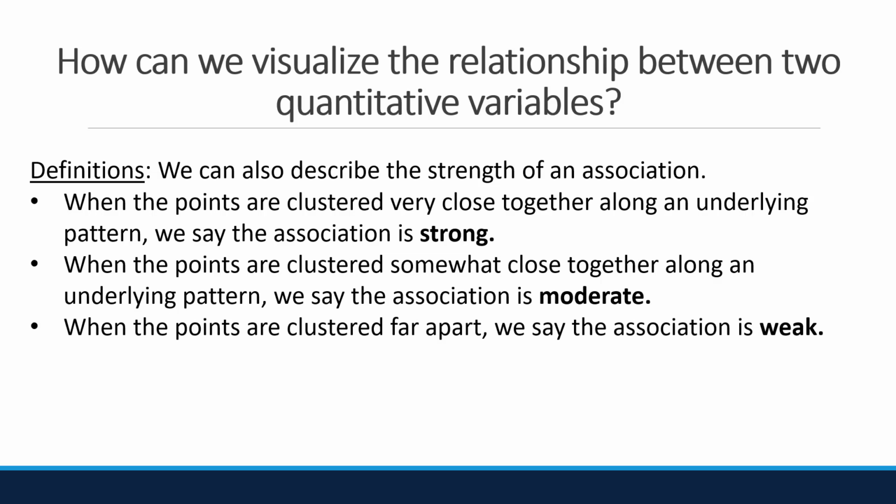We can also describe the strength of an association. When the points are clustered very close together along an underlying pattern, we say that the association is strong. When the points are clustered somewhat close together along the underlying pattern, we say the association is moderate. And when the points are clustered far apart, we say the association is weak.